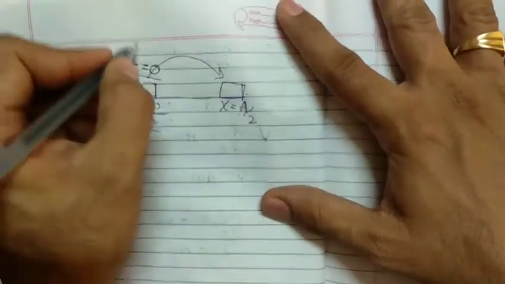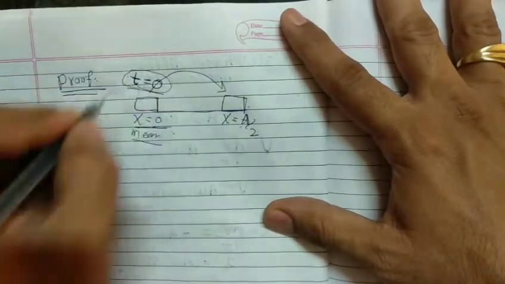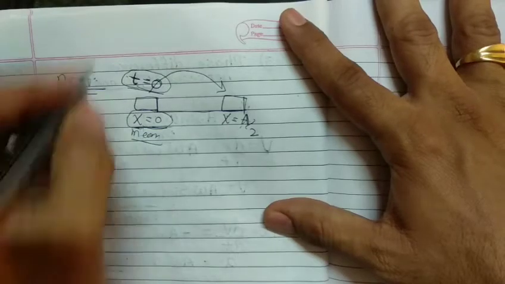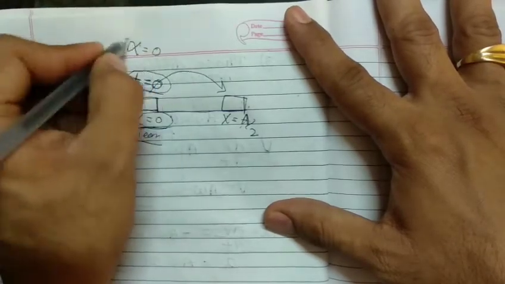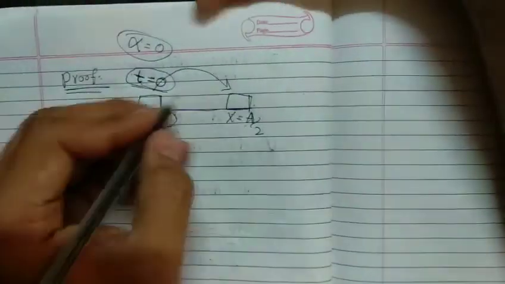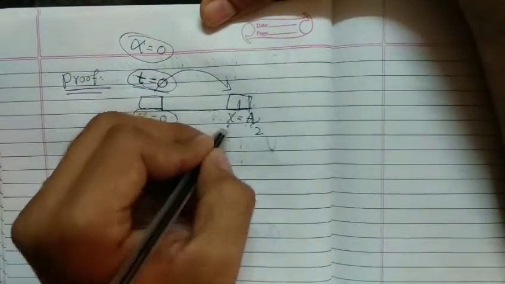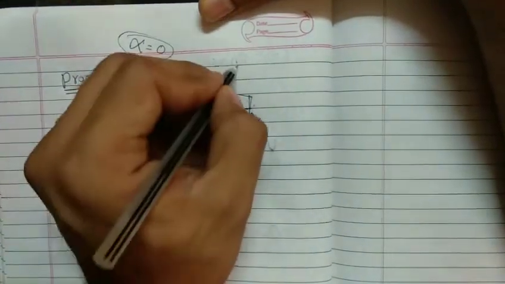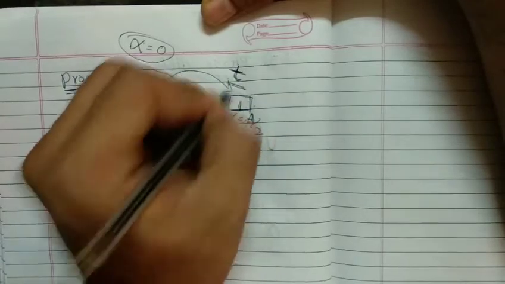In this case, at t equals 0, the body is at x equal to 0. So in this case, the epoch is considered as 0. Epoch will be 0. Now, when the body reaches here at x equal to a upon 2, let's say the time in the watch is t.